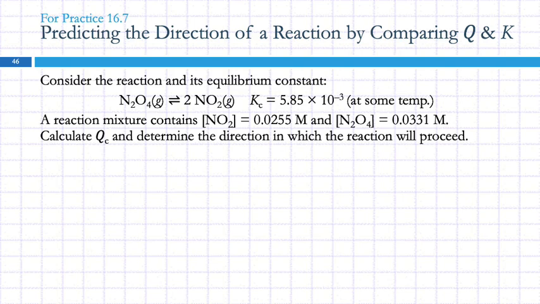So we're going to calculate Qc using the same type of expression that we use to calculate K. Here we have gases, and we've got product and reactants. We don't have any liquids or solids, so we don't have to worry about those. So we're going to have the product concentration, NO2, and that's going to be squared because its coefficient is 2. And that's going to be divided by the reactant concentration.